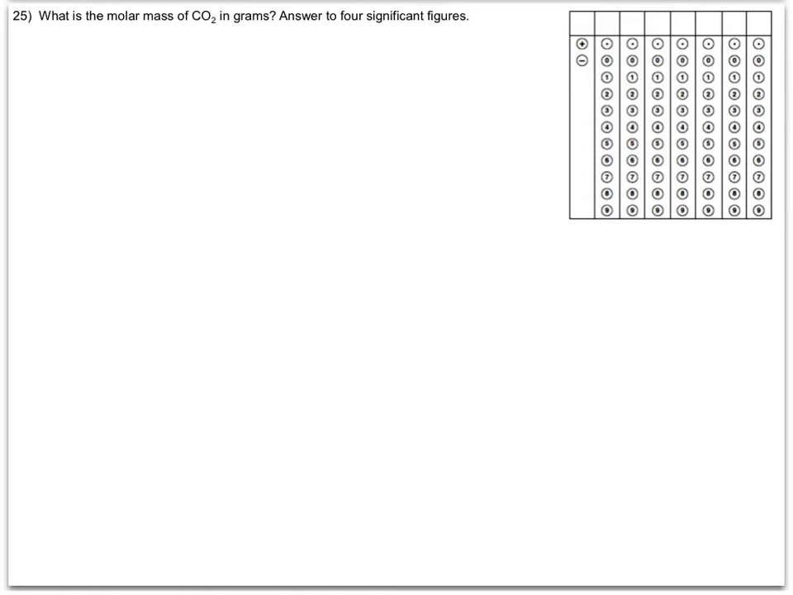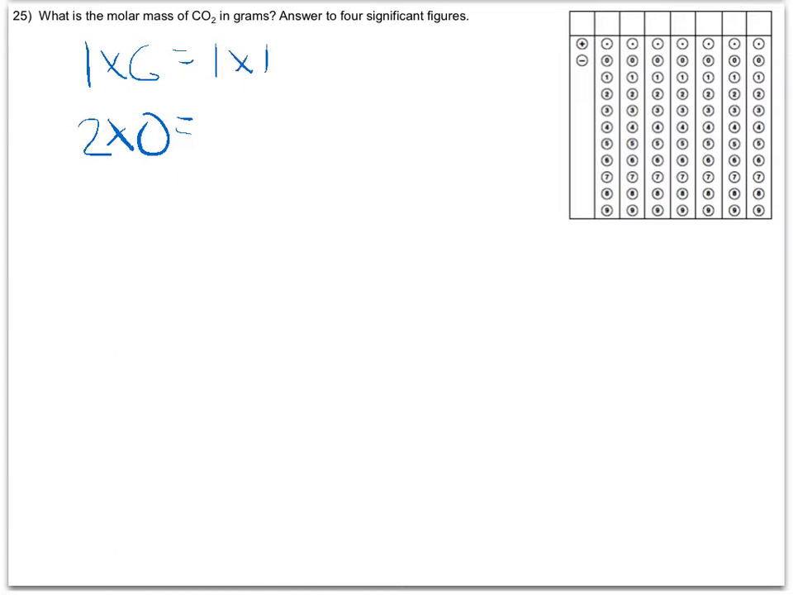Okay, what's the molar mass of CO2 in grams to 4 significant digits? I'm going to point this out to you right now because your paper says 3, and I want it to be 4, not 3. There's a little typo there. So, same thing as before. You have to write down how many of each element you have. You have 1 carbon, and you have 2 oxygens.